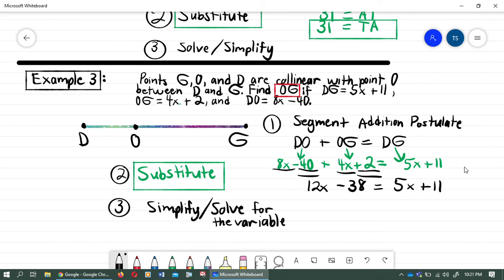All right, let's go ahead and get all our variables together. 5x minus 5x. Here we got 7x left over. All right, we still got the minus 38 there. It is equal to 11. Okay, so let's go ahead and get the constants on the other side of the equation.